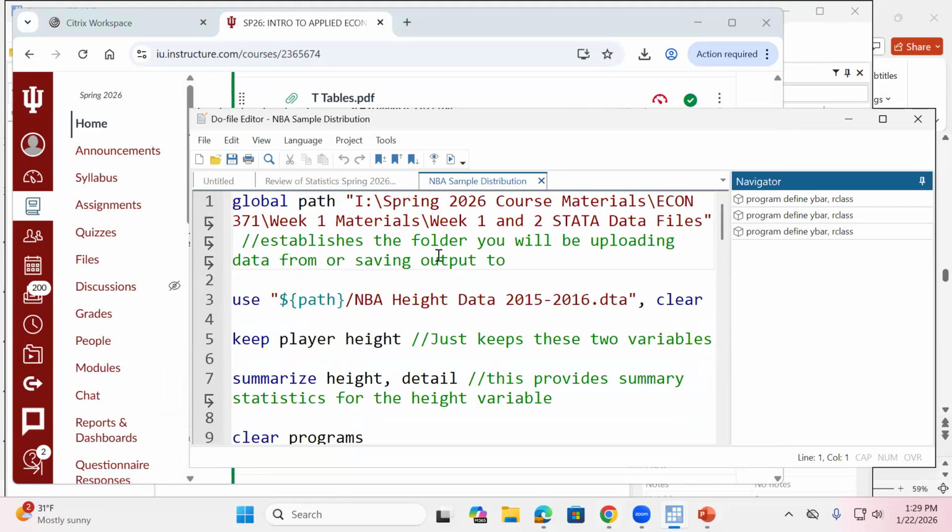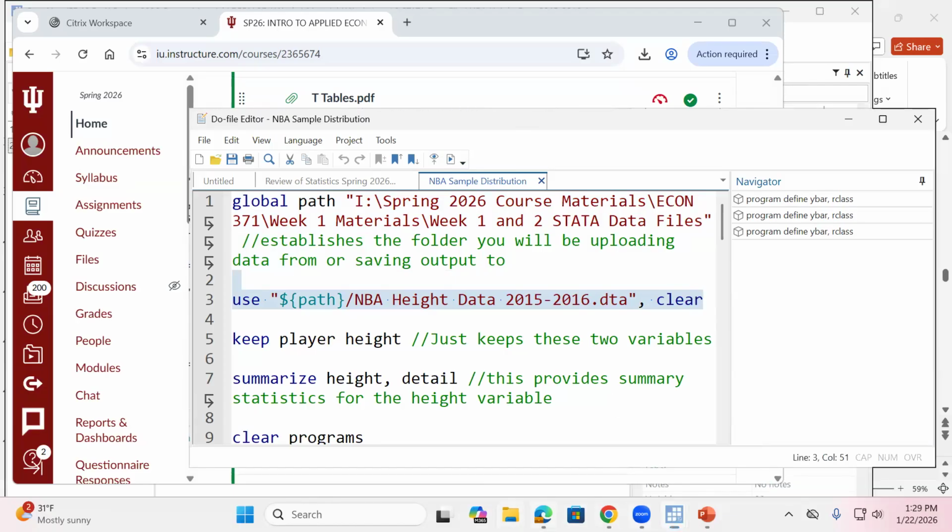So here's my global path. Once again, yours is going to be different. Yours might simply be dragging and dropping everything into one folder, right? So I set my global path here. I'm then going to open up that NBA height data, right?